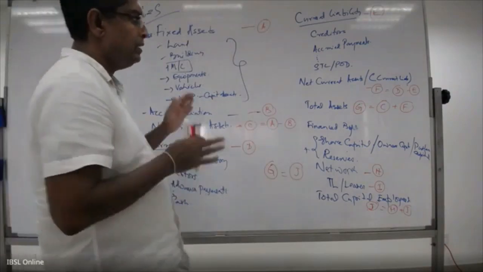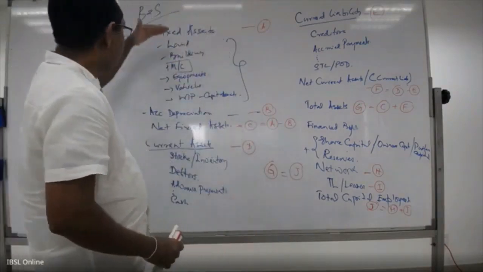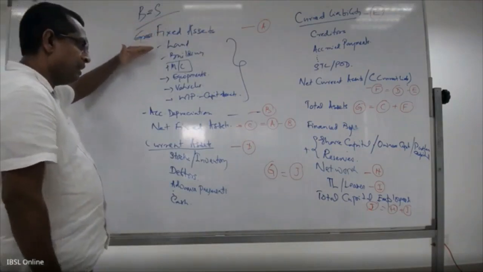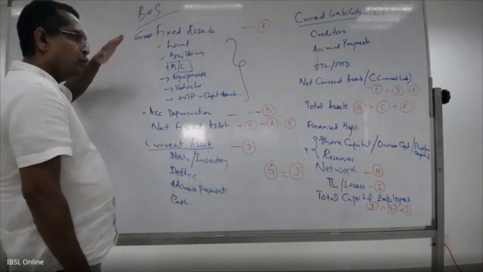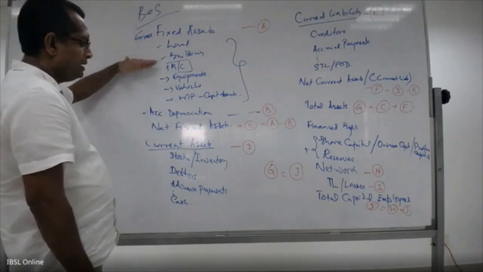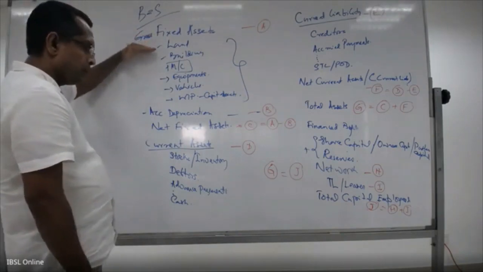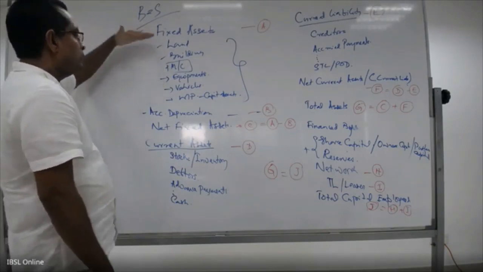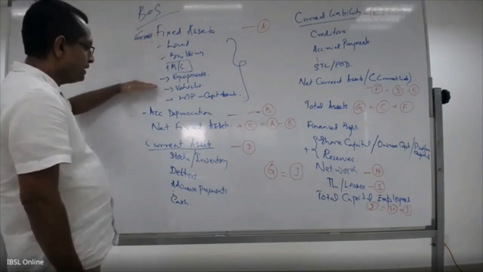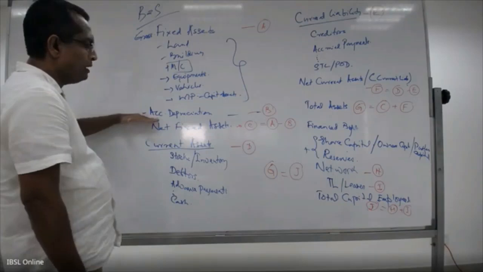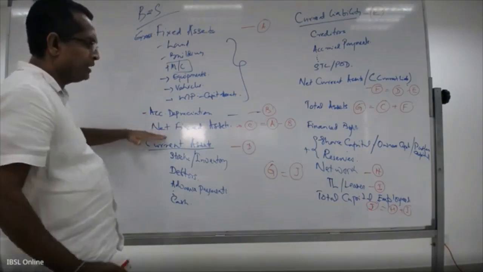Right? This is for a day. You list all the assets which have a useful life of more than 12 months here, fixed assets. Normally you report it at cost, so it is gross fixed assets. You reduce accumulated depreciation, and net fixed assets will come.